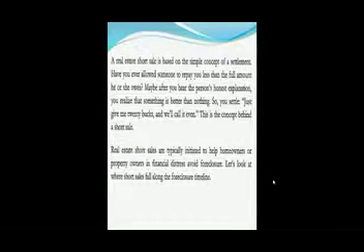A real estate short sale is based on a simple concept of a settlement. Have you ever allowed someone to repay you less than the full amount he or she owes? Maybe you hear a person's honest explanation, you realize something is better than nothing. So you settle. Just give me 20 bucks and we'll call it even. This is the concept behind a short sale. Real estate short sales are typically initiated to help homeowners or property owners in financial distress to avoid foreclosure. Let's look at where the short sale falls along the foreclosure timeline.